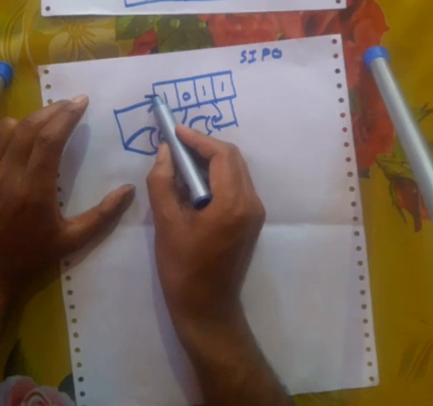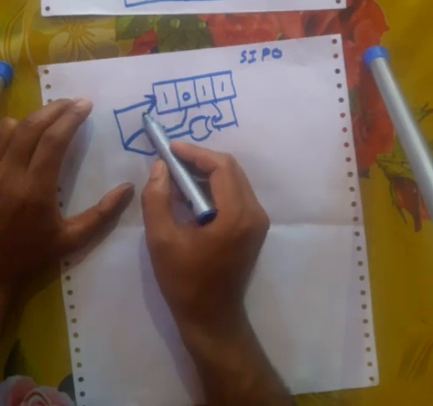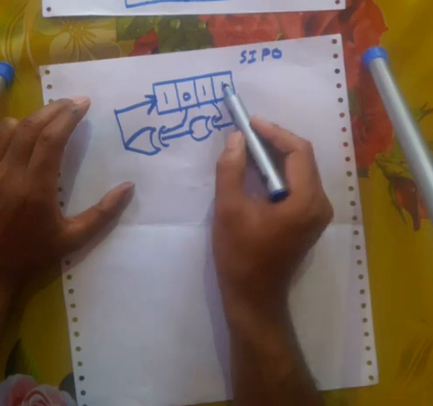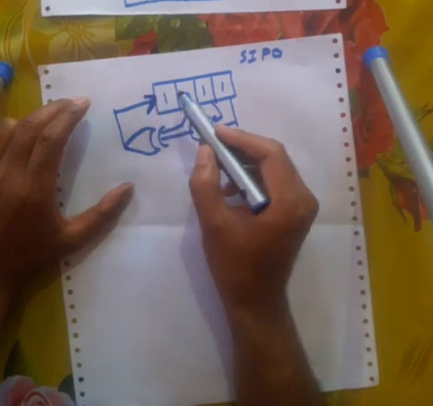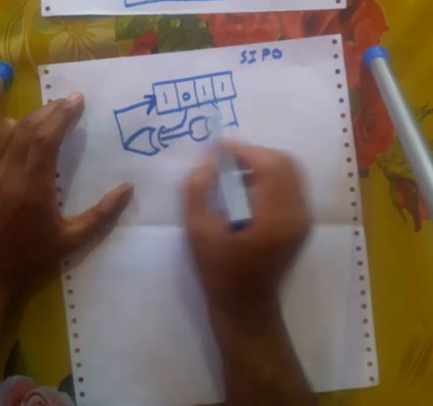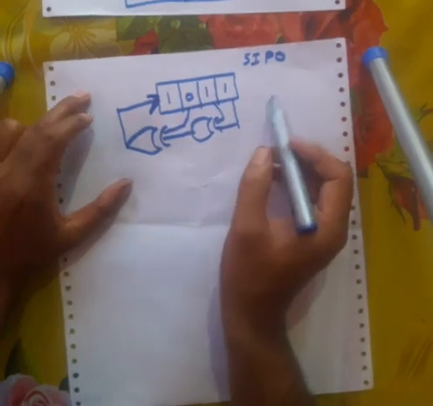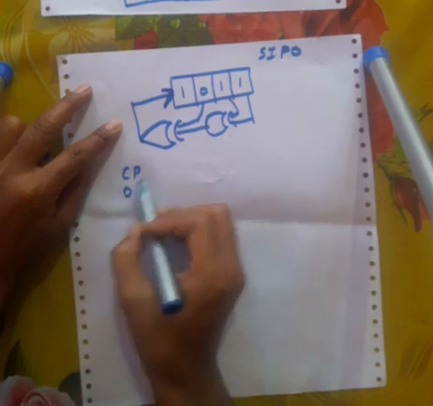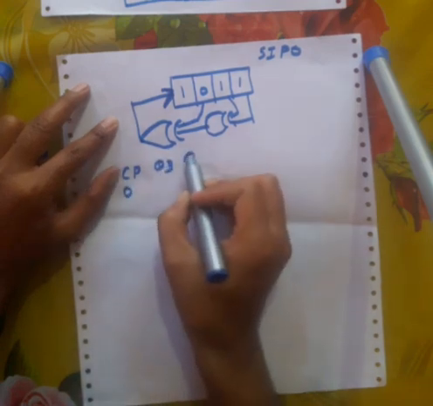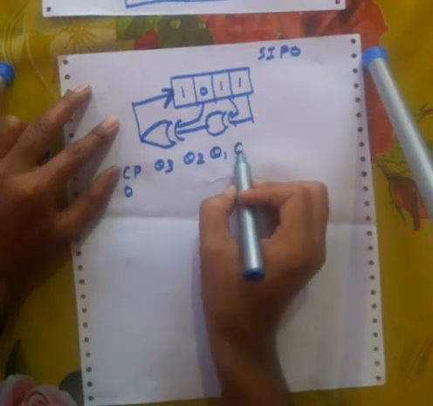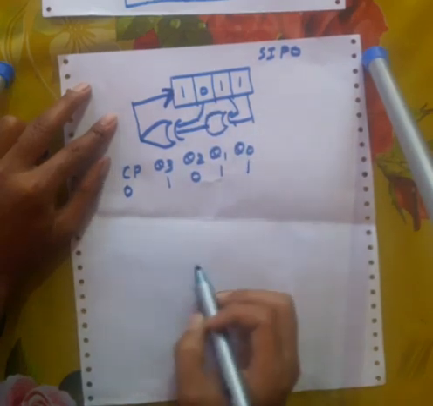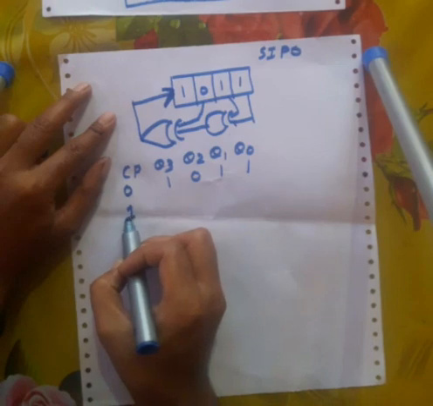The arrow indicates the data is shifting from right to left. If the arrow is here, it means a left shift register, indicating data is shifting from right to left. So initially, when the clock pulse is 0, what is the data in Q3, Q2, Q1 and Q0? It is 1011.